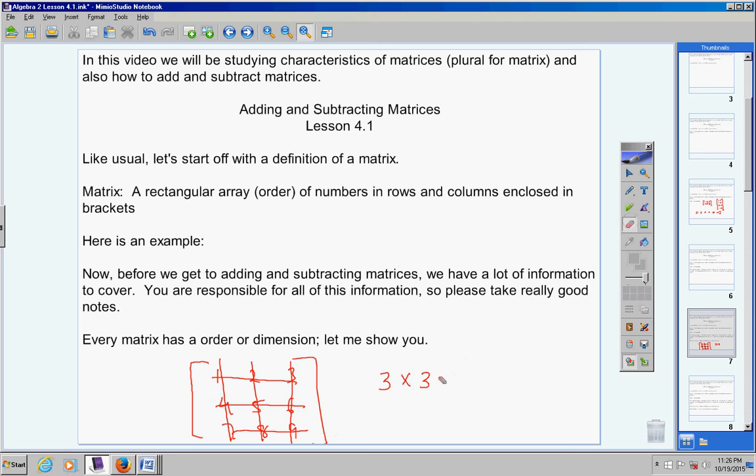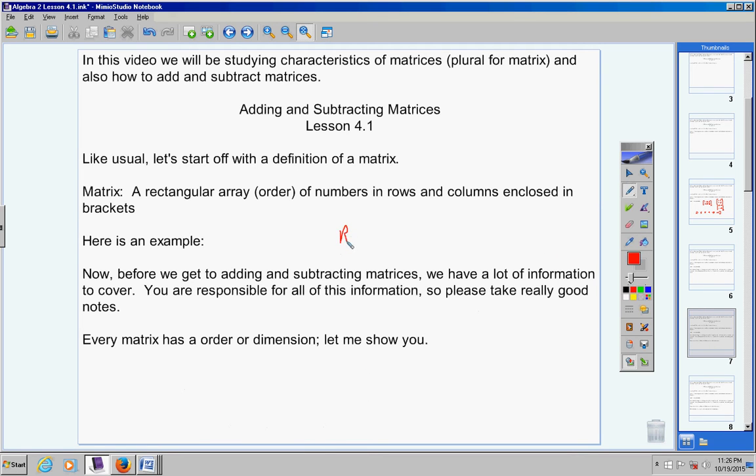I hope you're grasping this. The main thing to remember is rows come first when you write your dimensions. Columns come second. The next thing to remember is rows run left to right. Columns run north to south or up and down. Okay? Alright, moving on. The numbers in a matrix are called entries or elements.